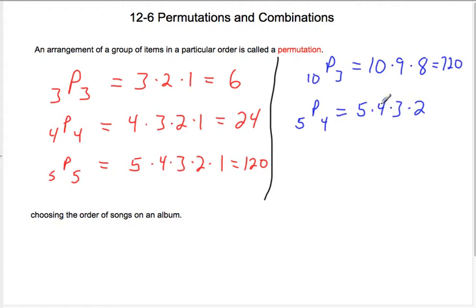And notice each of these step down by 1, because that's one less thing you have to put in the order each time. So 5 times 4 times 3 times 2 is 20, 60, 120.